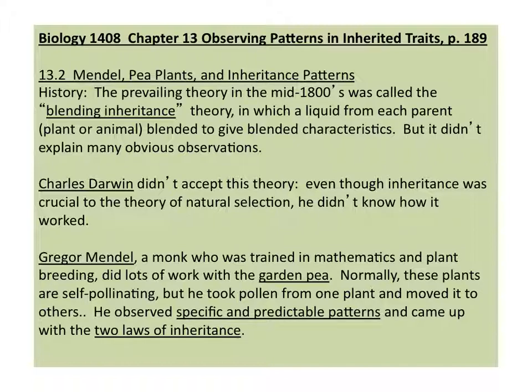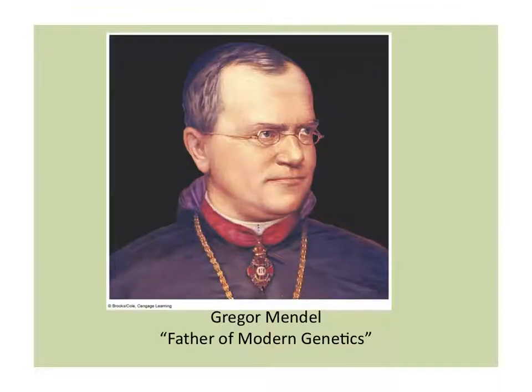Well, eventually, a monk, Gregor Mendel, an Austrian monk, was trained in mathematics and also in plant breeding. He started working with, of all things, a garden pea. These plants are normally self-pollinating, but he was able to literally take pollen from one and fertilize another and control the fertilization. And for years he observed the results and wrote all of this down, and he eventually came up with 2 laws of inheritance, which to this day hold true. Here's a picture of him, Gregor Mendel, the father of modern genetics.